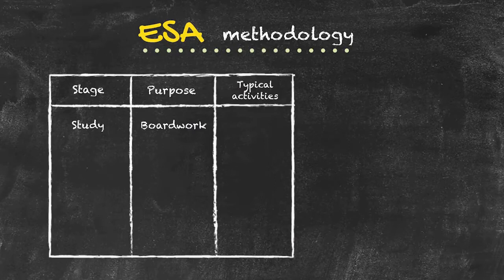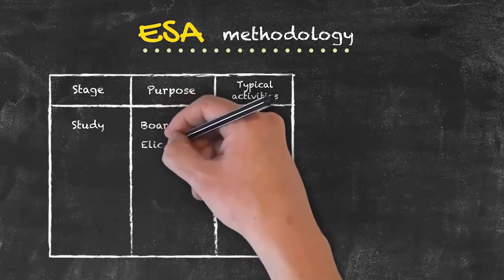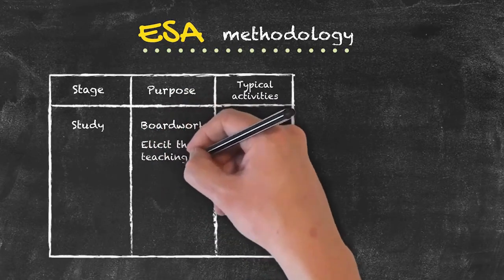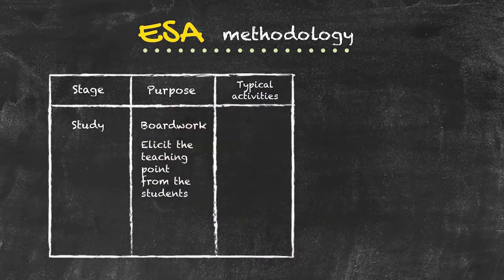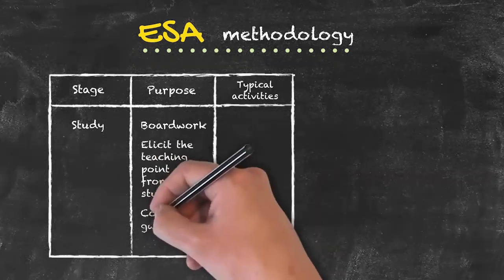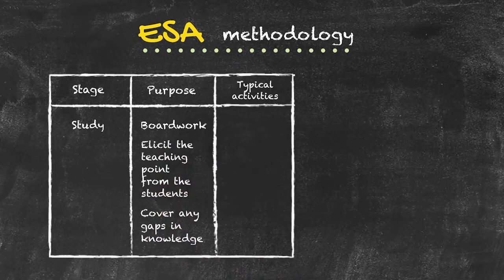And what we try to do in the board work phase is to elicit, to gain information from the students about the teaching point. So this is very different to the normal didactic way of teaching, where someone stands at the front and explains the information. In the ESA methodology, wherever possible, you are trying to draw the information out from the students in this process known as elicitation. Once that information has been generated on the board, what the teacher can then do is cover any gaps in knowledge that they're unable to elicit from the students.